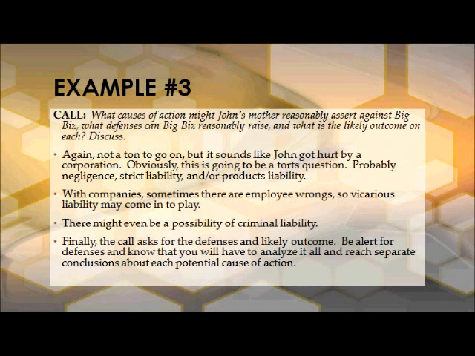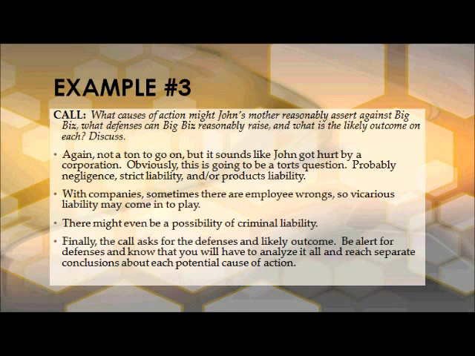Third example. What causes of action might John's mother reasonably assert against Big Biz? What defenses can Big Biz reasonably raise? And what is the likely outcome on each? Discuss. Okay, so not a ton to go on here, but it sounds like John got hurt by a corporation. Sounds like he's probably a minor if his mother's going to be asserting the causes of action. Maybe not, though.